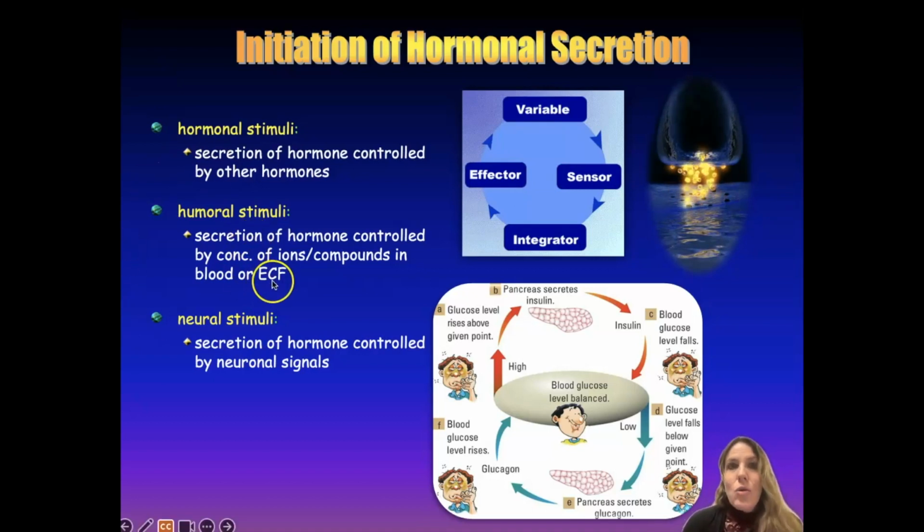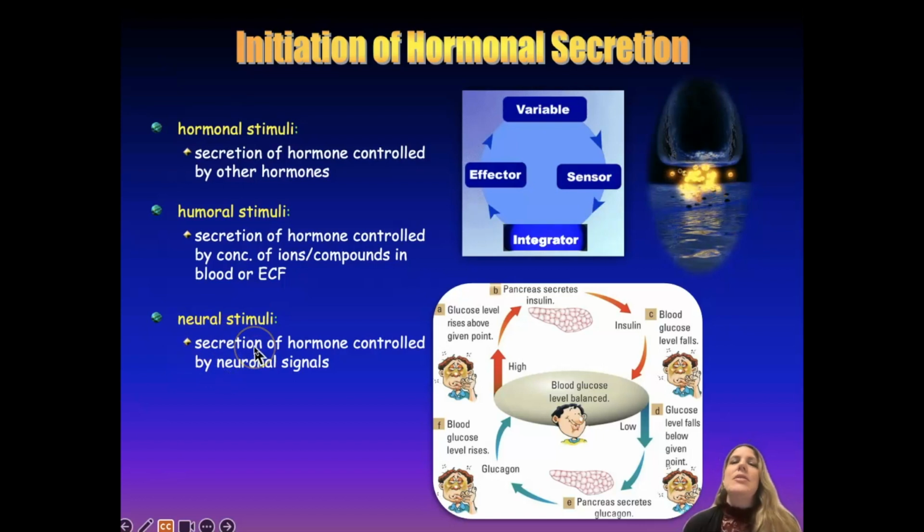So either in the blood or the extracellular fluid. An example of this: the hypothalamus is constantly registering what the concentration is, and producing its hormones to tell other glands what to produce based on what that surrounding concentration of ions or hormone is. And then finally, some cells are triggered to produce or secrete their hormones based on neural stimuli.